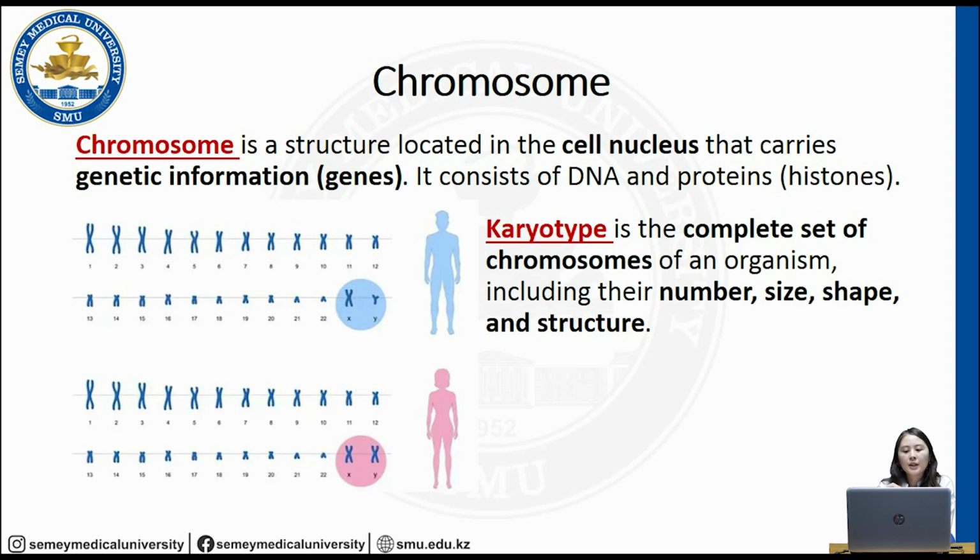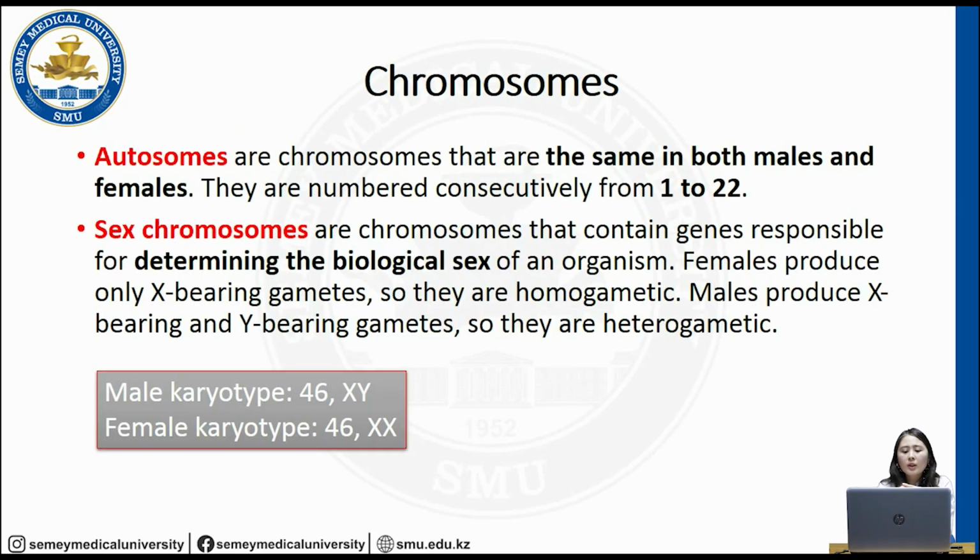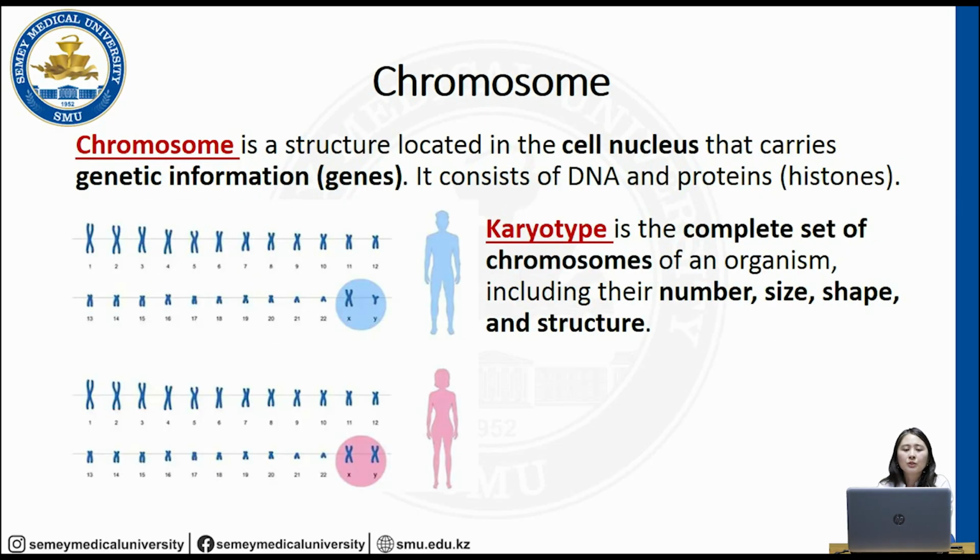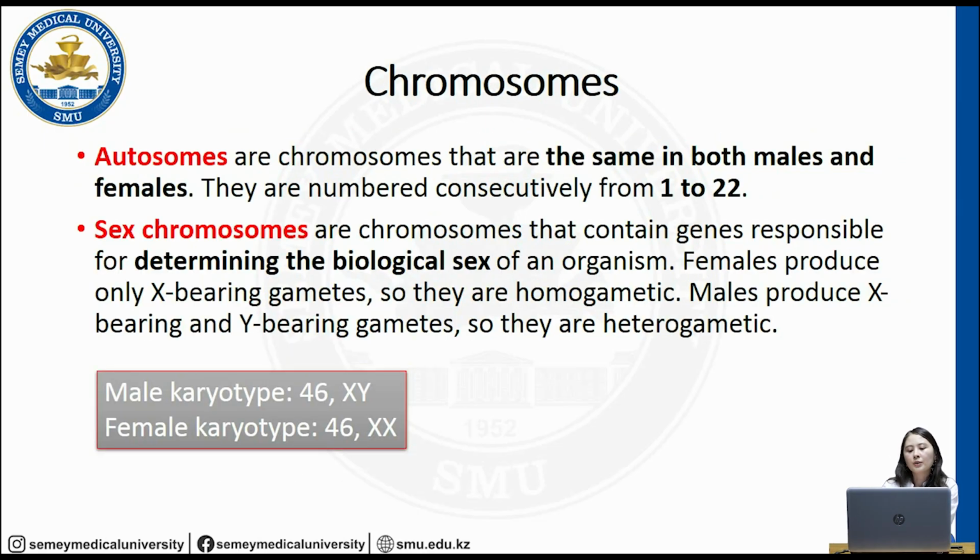So what is a chromosome? A chromosome is a structure located in the cell nucleus that carries genetic information and ensures the transmission of the genetic information from one generation to the next. It consists of DNA and proteins. So what is a karyotype? It's a complete set of chromosomes of an organism, including number, size, shape, and structure.